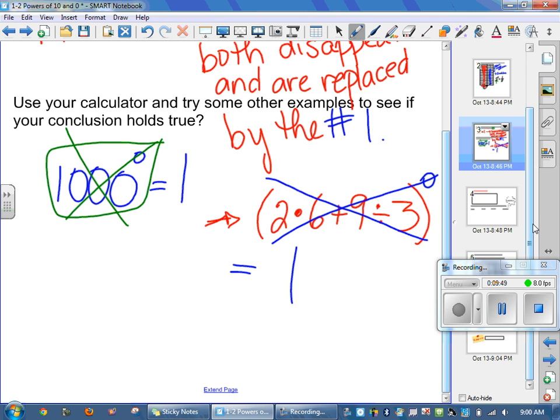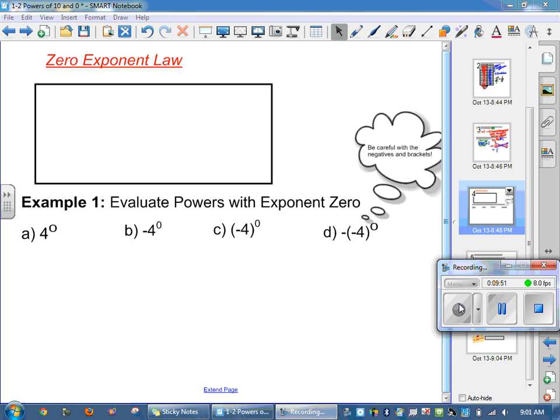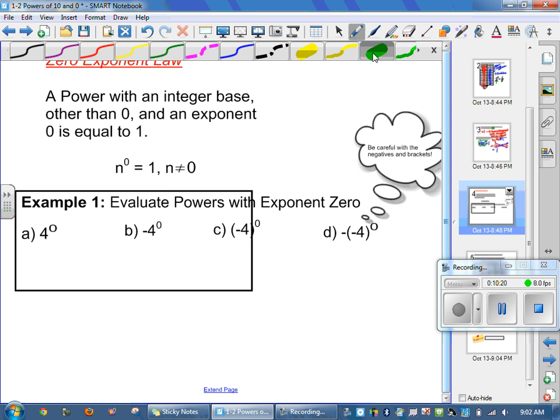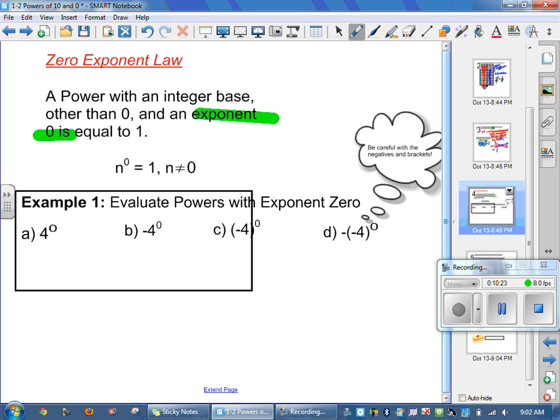Our next exponent law is the zero exponent law. We just discovered what happens when we put something exponent zero. So what is the zero exponent law telling us? It says a power with an integer base, so the base could be negative or positive, anything but a zero, then it has the exponent zero, the answer equals 1. That is what that's telling us. So we want to highlight something. Exponent 0 is equal to 1. That's what we would underline. Anything exponent 0 is equal to 1.